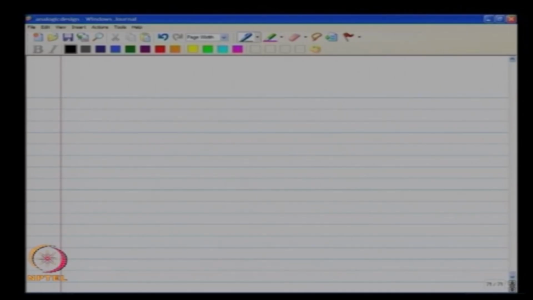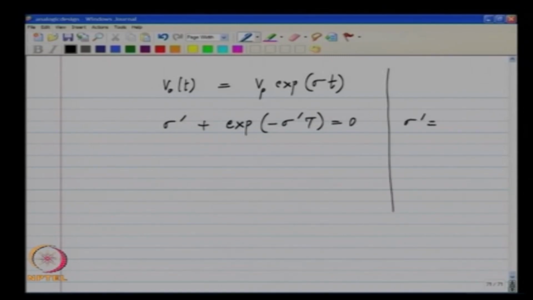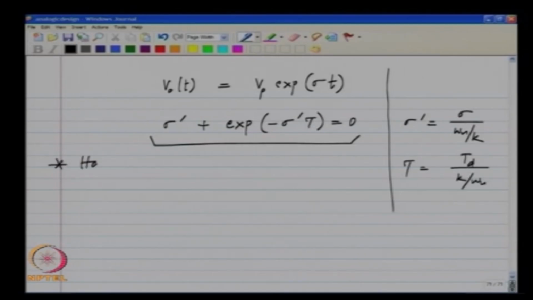To obtain the solution to this, we assume that V naught of t is of the form V p exponential sigma t, and while solving this we get the nonlinear equation sigma prime exponential of minus sigma prime tau equals 0, where sigma prime is the normalized sigma, normalized to omega u by k, and tau is the normalized delay, Td normalized to the time constant k by omega u. We find that this has two solutions for tau less than 1 by e.